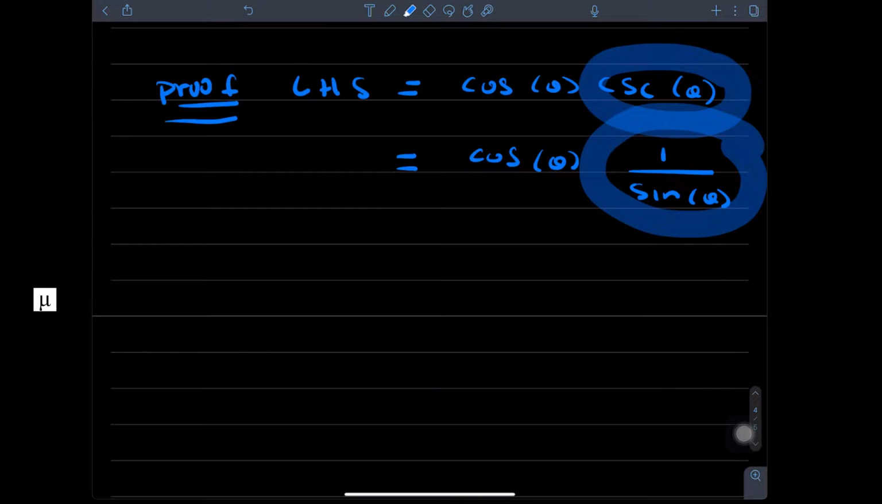So sometimes people look at that and they go, can I replace cosecant theta with the reciprocal, 1 over sine? The answer is yes. Why? Why can we do it? Do you guys know? Because they're equivalent. They are the same. So we can substitute that in. We can exchange it.